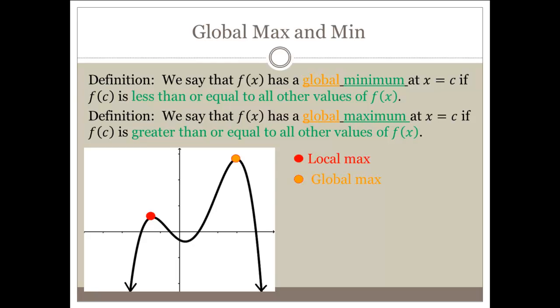What about its minimums? This function f of x has a local minimum at one point. However, since our function continues down to negative infinity, there is no global minimum. That is, no matter what point we pick, there's always another one that's even lower.